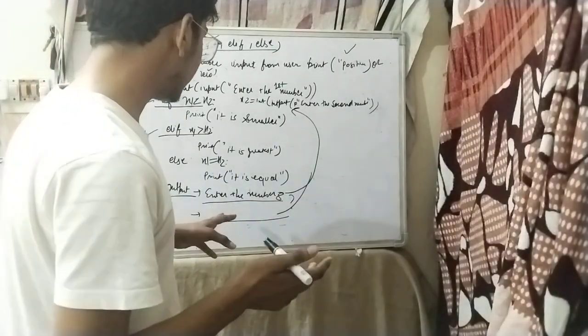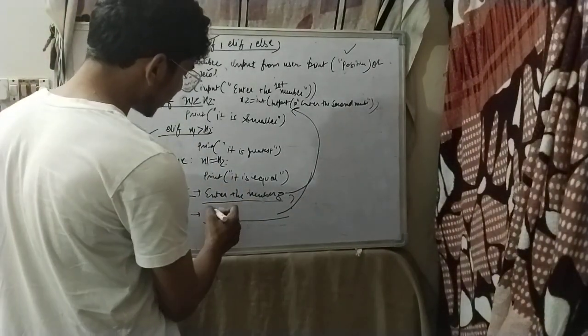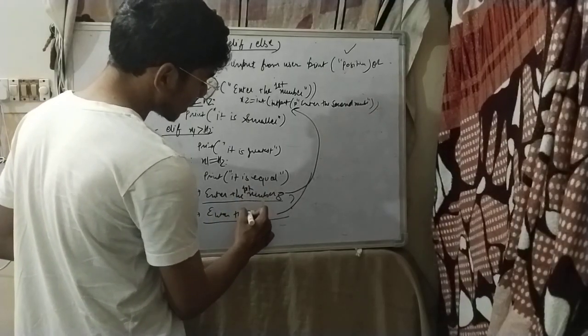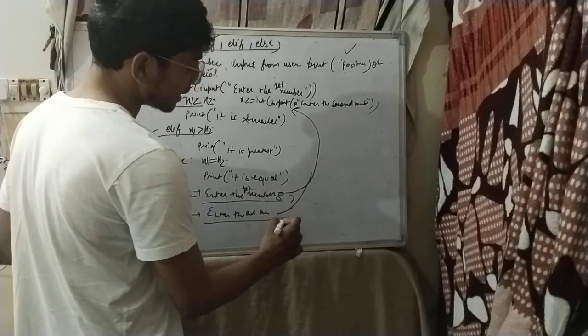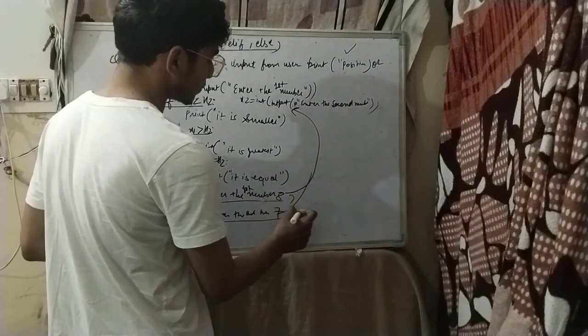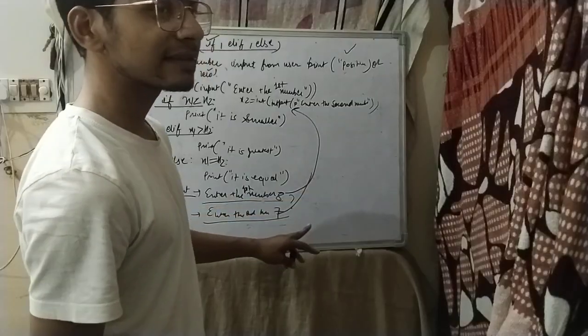So the output is enter the number, and it will again show enter the first number, enter the second number. So second number, what is the second number? Second number will be, you are going to write 7. So now you are going to press enter.